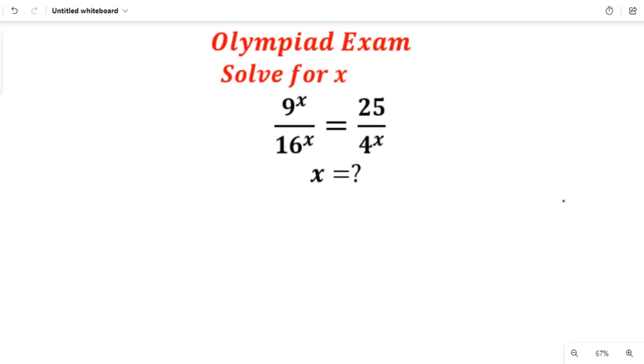In today's tutorial, we are going to consider this Olympiad exam mathematics question. We are going to solve for x if 9 to the power of x divided by 16 to the power of x is equal to 25 divided by 4 to the power of x. We are asked to look for the value of x.